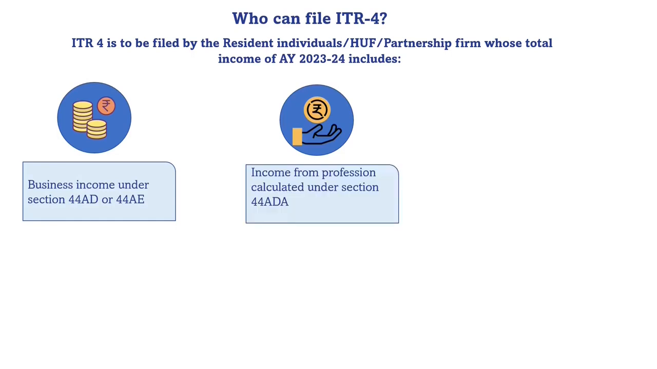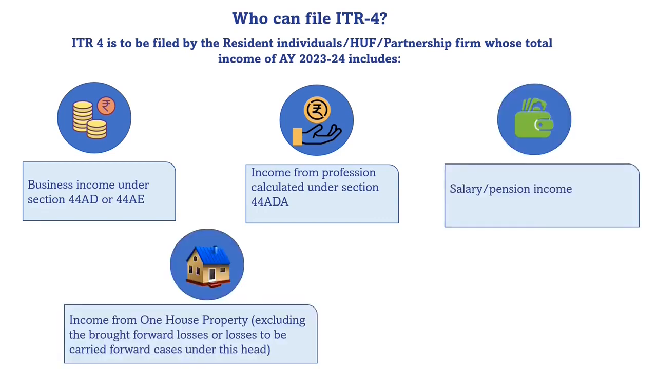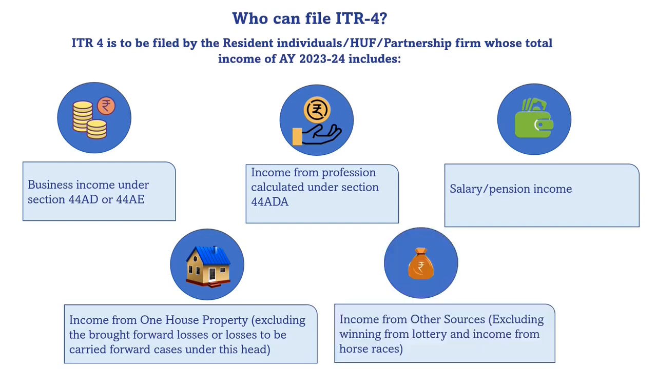You may also use ITR 4 to report income from profession calculated under section 44ADA, salary or pension income, income from one house property. However, the form cannot be used to report the brought forward losses or losses to be carried forward under this head. Income from other sources, excluding winnings from lottery and income from horse races, can be reported in ITR 4.